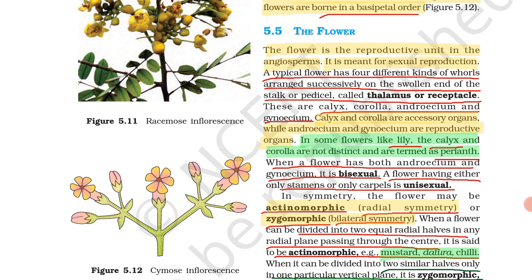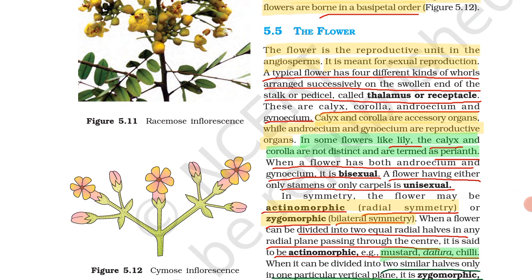Flower. A flower is a reproductive unit in angiosperms, meant for sexual reproduction. A typical flower has four different kinds of whorls arranged successively on the swollen end of a stalk or pedicel called the thalamus or receptacle. So let's learn about flower.